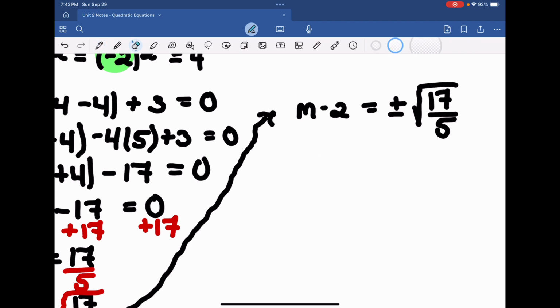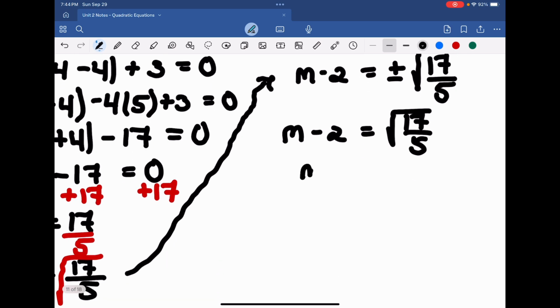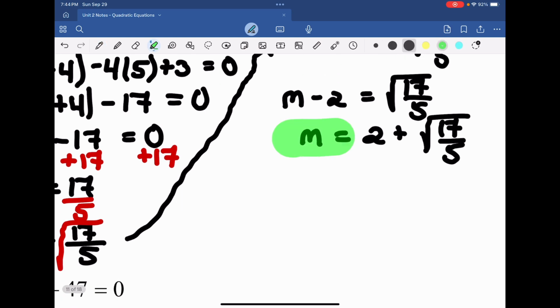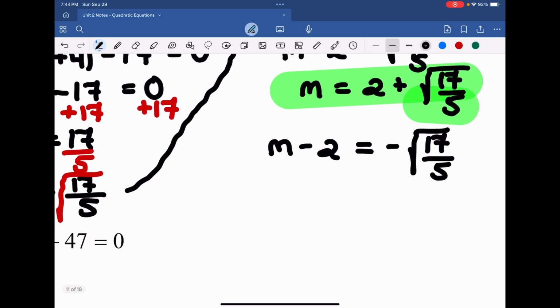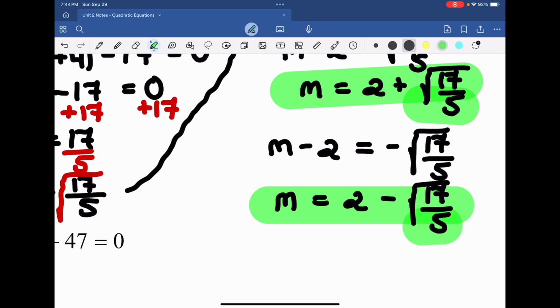Therefore, our two solutions, and I'll just vertically stack them: m minus 2 is equal to the positive root of 17 over 5. Therefore, the answer for m is 2 plus the square root of 17 over 5. Our other answer, and maybe I should highlight them as we go, so there's our first solution. The second solution is m minus 2 is equal to the negative square root of 17 over 5. And then we're going to add the 2 across. This gives us m is equal to positive 2 minus the square root of 17 over 5. There we go, there's our second solution.